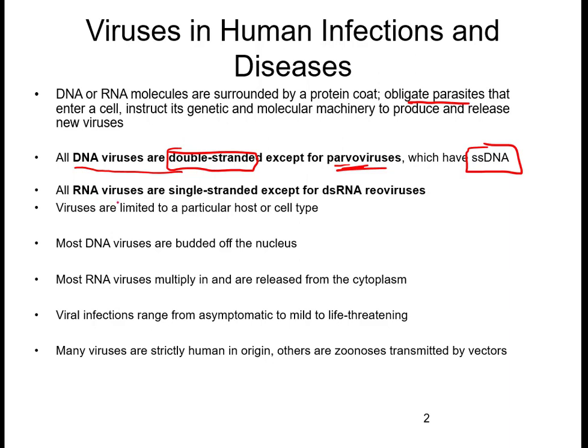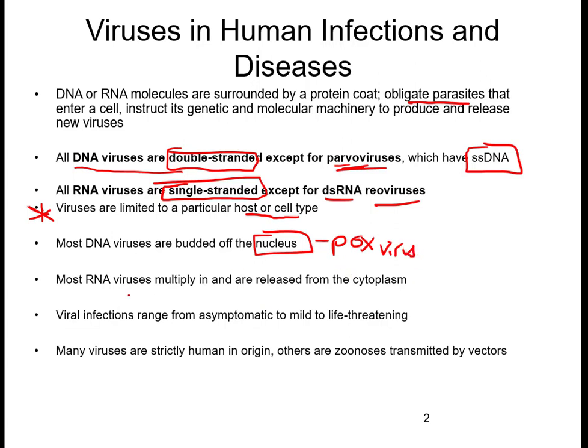Now, on the other hand, RNA viruses are mostly all single-stranded, with the exception of reoviruses. Reoviruses are double-stranded RNA. We'll talk about them next week. Remember, every different virus is very specific to its host, as well as the type of cell that it infects, which you'll see throughout this chapter. Most DNA viruses will enter into the nucleus of the cell because the nucleus is where the DNA is, and this is where DNA replication takes place. The exception to this, as you'll see, are the Poxviruses, and the Poxviruses replicate in the cytoplasm.